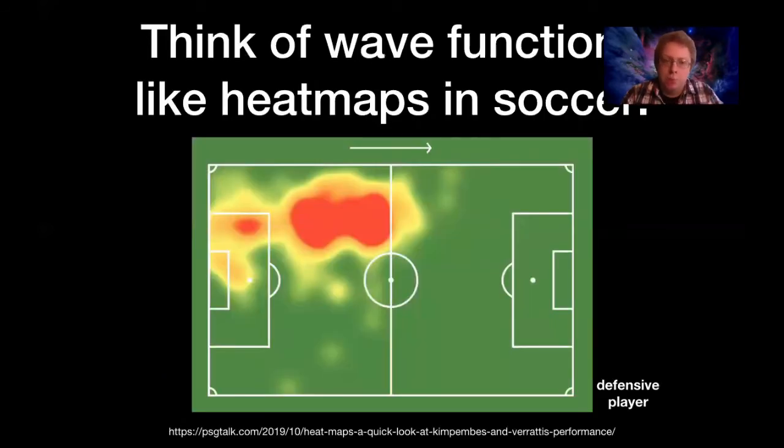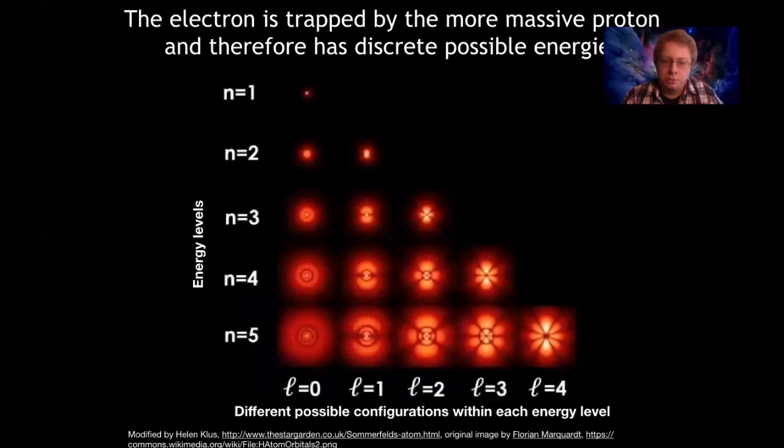I also want to remind you of wave functions and how they look like heat maps in soccer. The brighter areas in this image show you where the particle is most likely to land, and the greener areas show you where it's unlikely to be. So this will help you interpret this next figure.